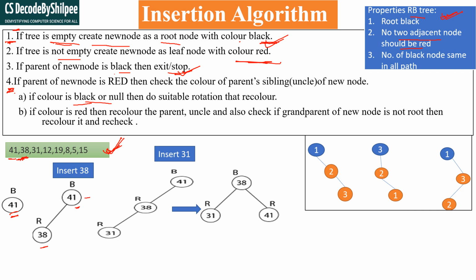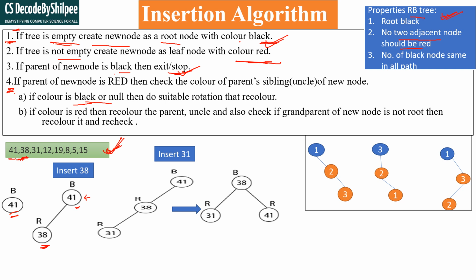Now we'll check where 38 is going to be inserted. Start from the root node. Is 38 less than or greater than 41? It is less than, so 38 is inserted as the left child of 41, and its color will be red because the tree is not empty. So now I have inserted 38 and given its color.